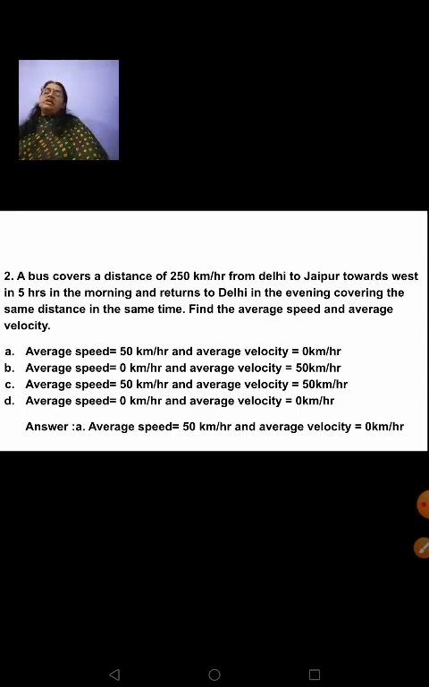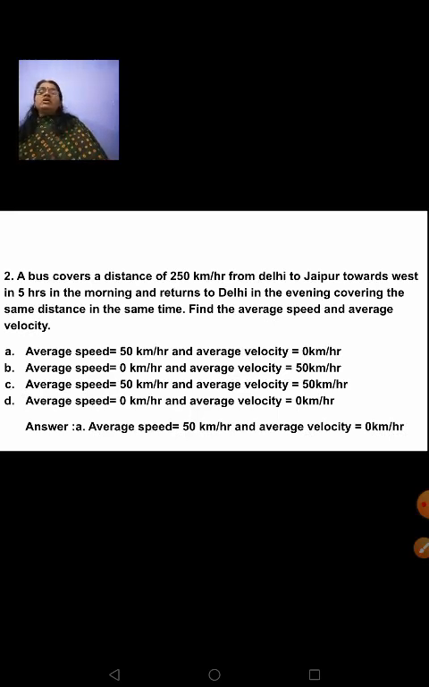See, options given are: option A, average speed is 50 km per hour, average velocity is 0 km per hour. Option B is average speed is 0 km per hour, average velocity is 50 km per hour. Option C is average speed is 50 km per hour, average velocity is 50 km per hour. Option D, average speed is 0 km per hour and average velocity is 0 km per hour. Here I have given you the answer, that is option A. But you have to work out.